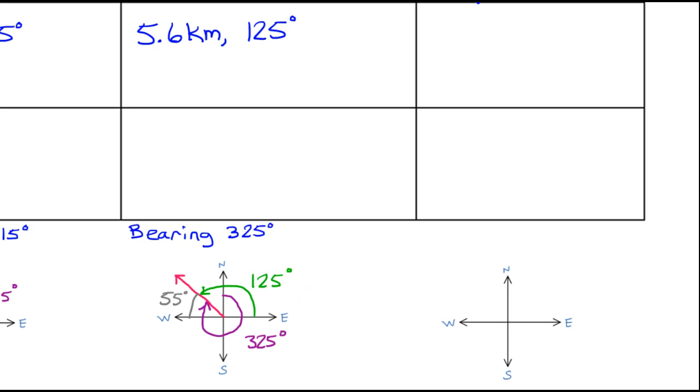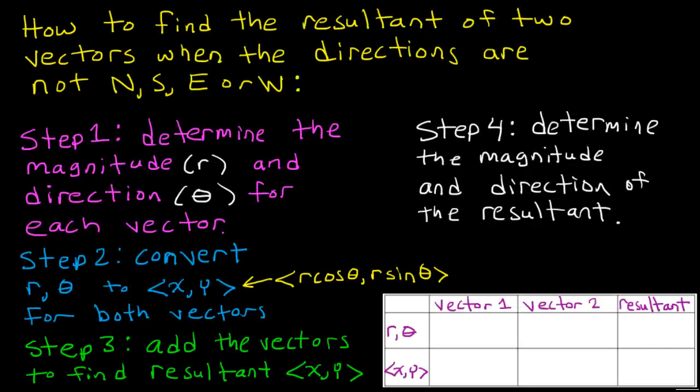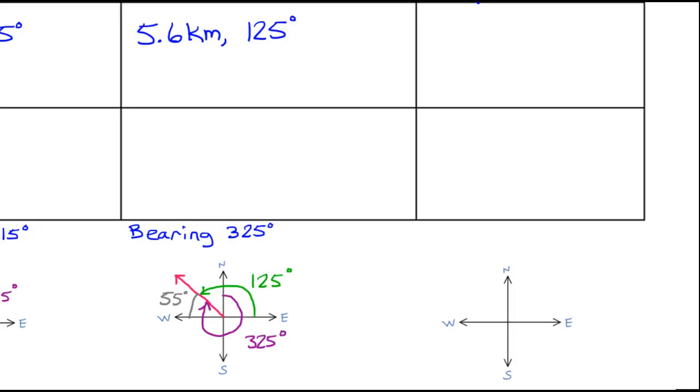All right, so we have now completed step 1. We have determined the magnitude and direction for each vector. Step 2, we are going to convert the magnitude and direction to component form, x, y, using this little formula, r cosine theta, r sine theta.